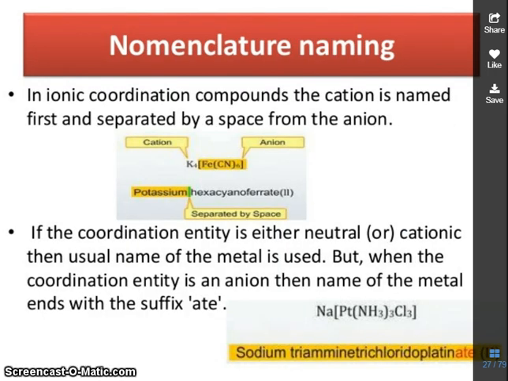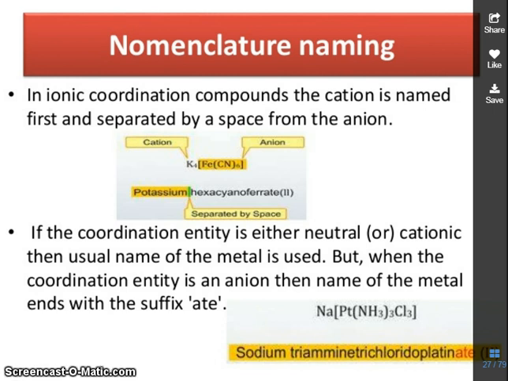Nomenclature, naming. In an ionic coordination compound, the cation is named first and separated by a space from the anion. You see the cation, you see the anion. Potassium, separated by a space, hexacyanoferrate.